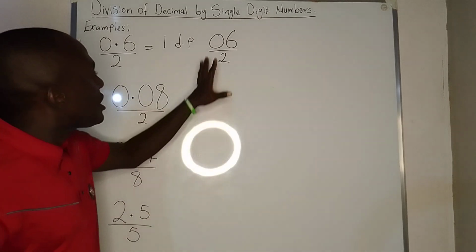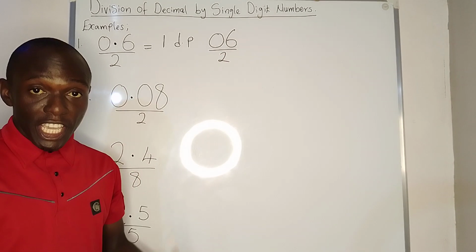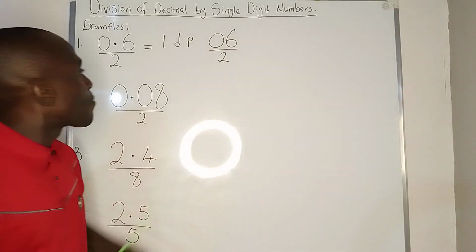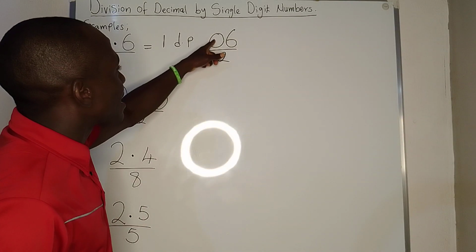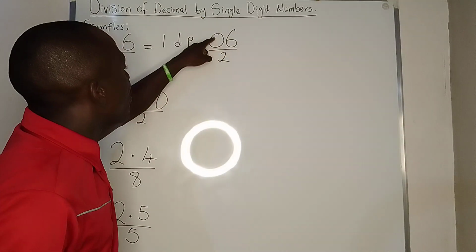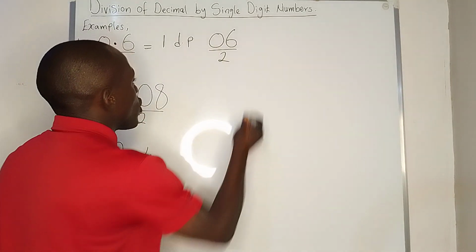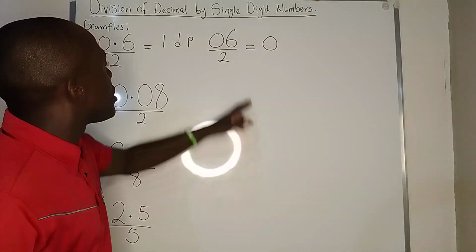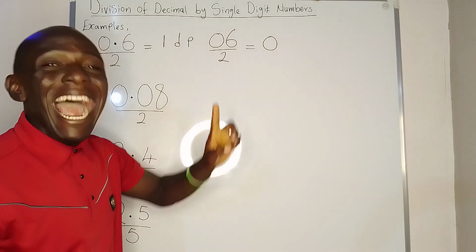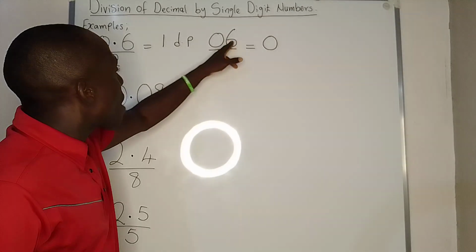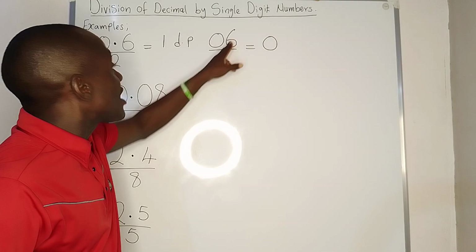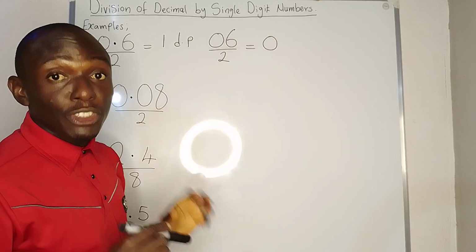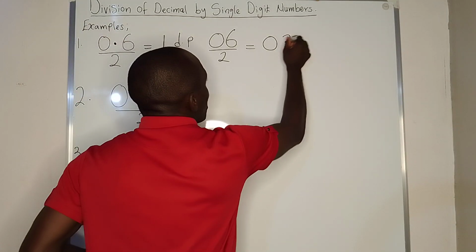Now, having done this, we move to the next stage, which is the division stage. The first number on my left hand side is 0. So 0 divided by 2 equals 0. We'll have 0. The next thing is to divide the next number. We pick the numbers one after the other. The next number we have here is 6. So 6 divided by 2 will give us 3.